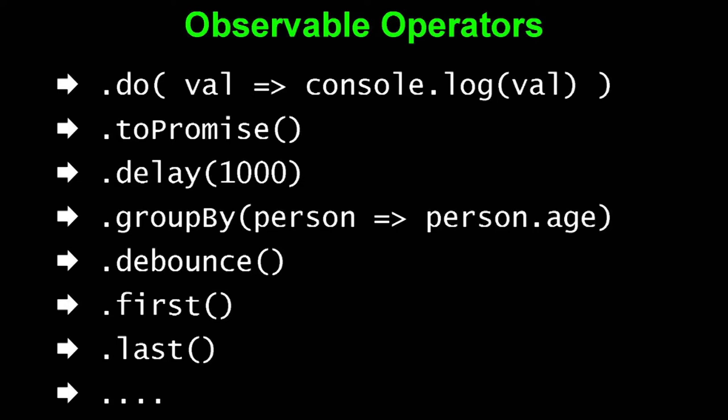We can delay by a set amount of time. We can group by a certain property in our streams. We can do things like debounce. And there's also all the usual things that you'd expect to find when manipulating collections, like first and last. There's also a whole bunch of other operators out there.